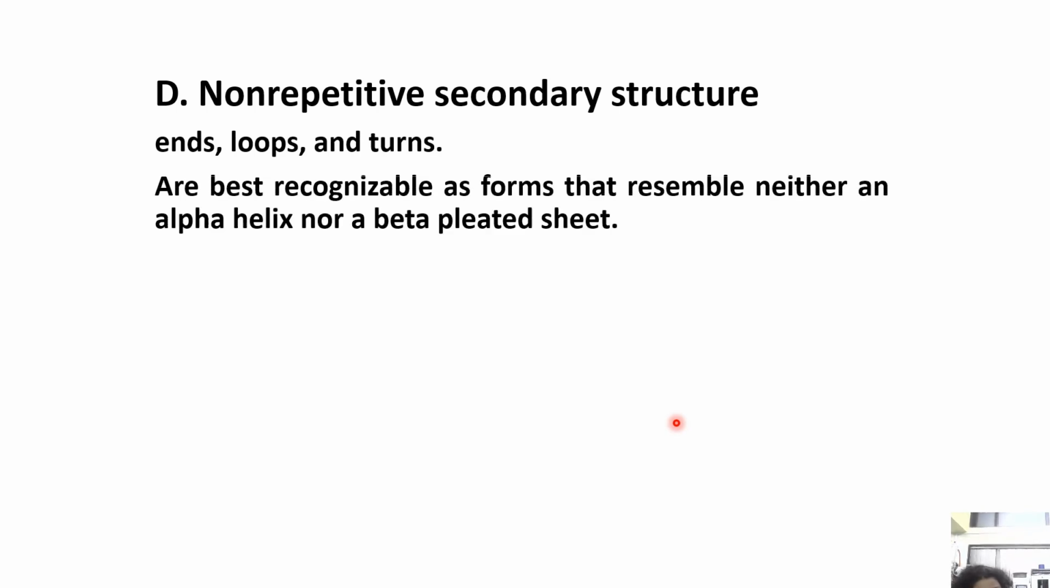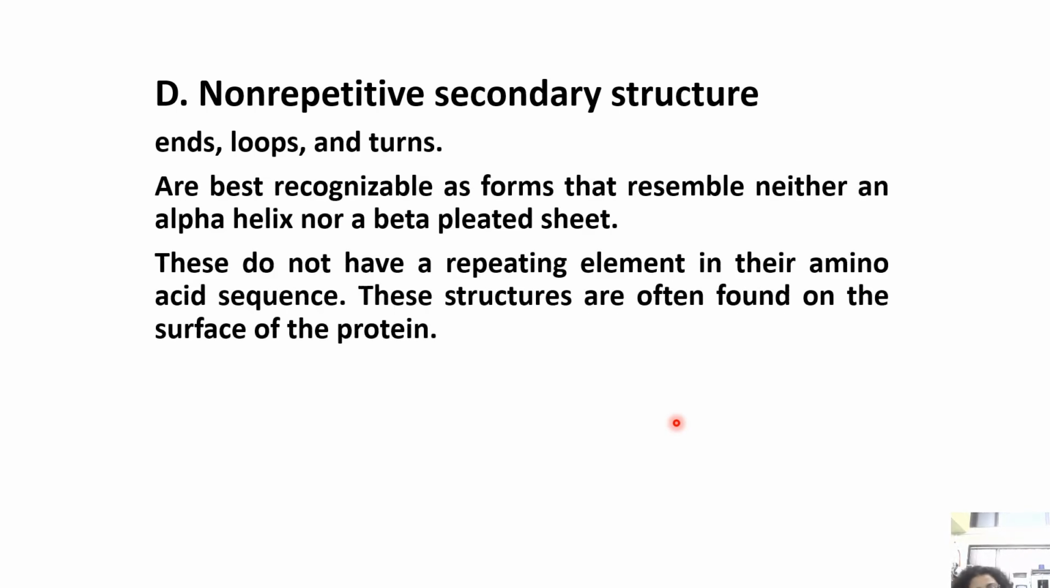Now, what is a non-repetitive secondary structure? Bends, loops, and turns. These are best recognized as forms that resemble neither an alpha helix nor a beta-pleated sheet. They do not have a repeating element in their amino acid sequence. These structures are often found on the surface of the protein.